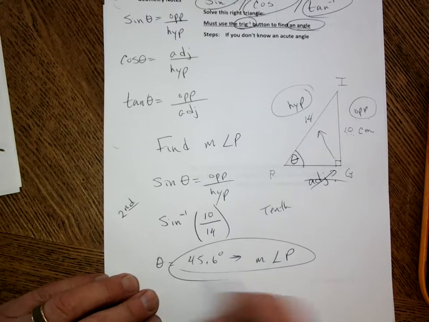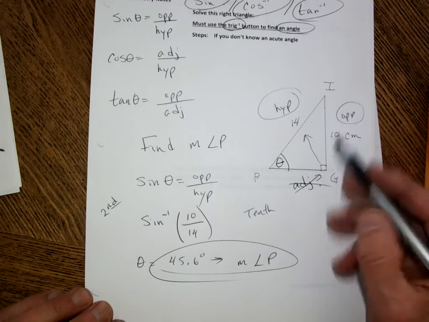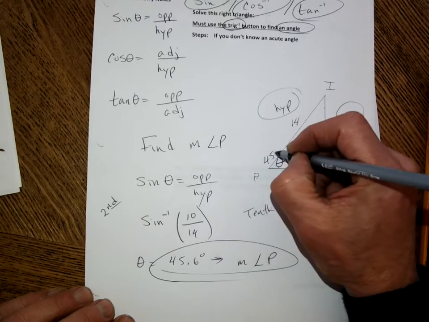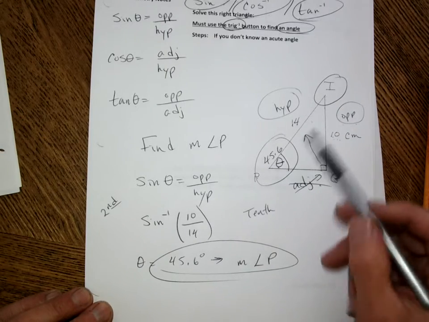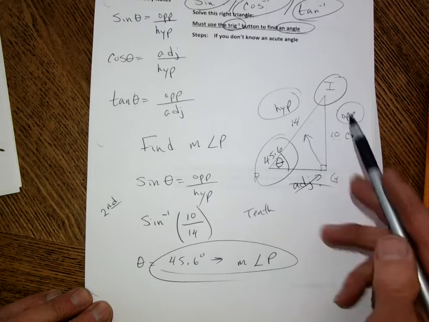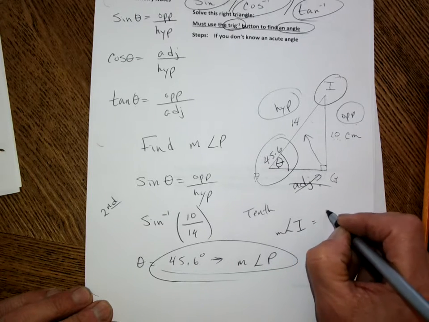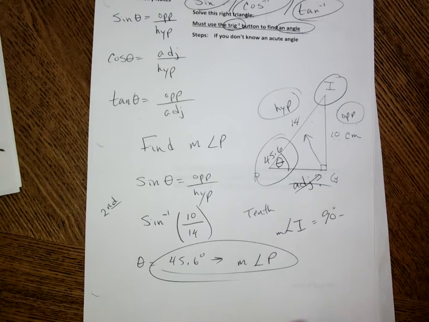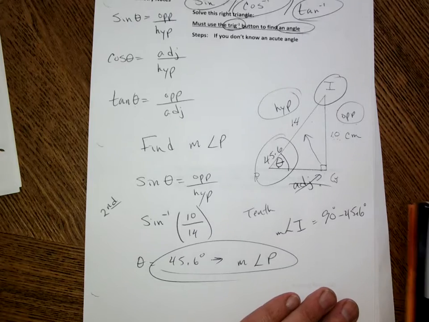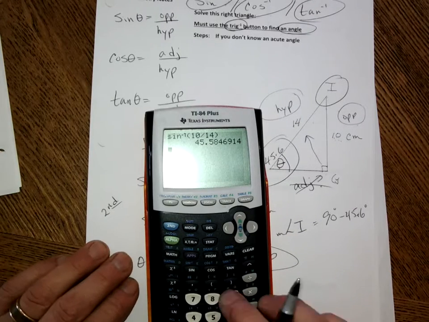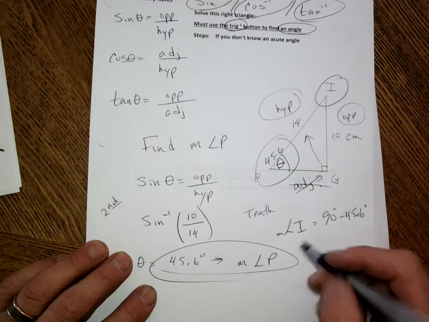Right? Good. Now if we want to find angle I, that's pretty easy, because if I know this angle is 45.6, these two angles are complementary, which means they add up to 90. So to find angle I, we'll just go 90 degrees minus my 45.6 degrees, and we'll just go ahead and do that real quickly. 90 minus 45.6, and I get an answer of 44.4.